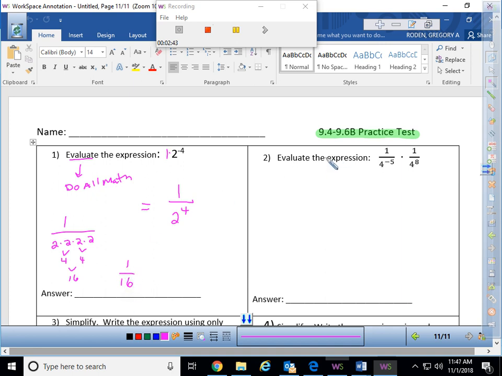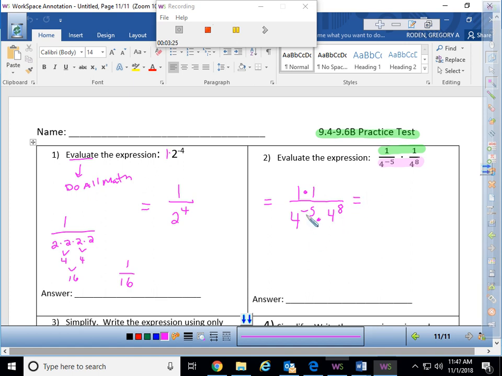Alright, the next one I want to evaluate, so I want to do all the math. Now I'm noticing I'm multiplying, and when I multiply fractions, whether they're fractions with exponents or variables or whatever, I just multiply straight across. So what I'm going to do is multiply these 1's together, and then I'm going to multiply these denominators together. So when I do that, I get 1 times 1 on top, and I get 4 to the negative fifth times 4 to the 8th on the bottom.